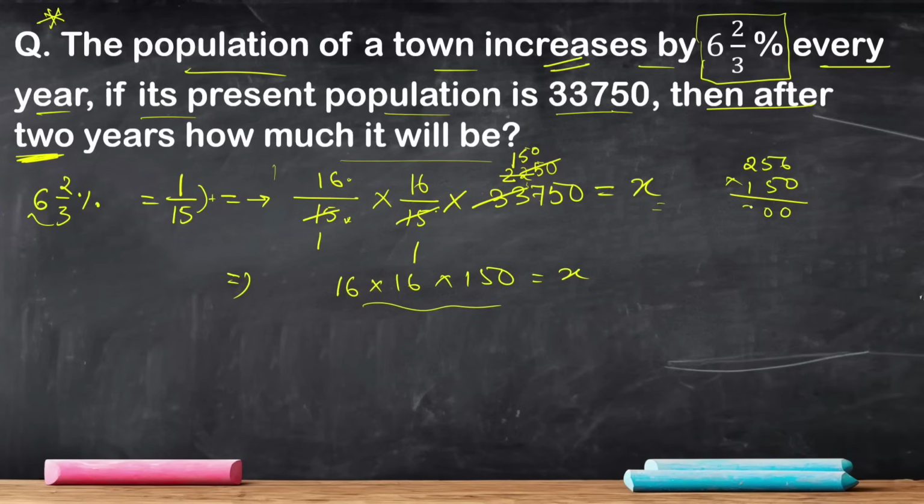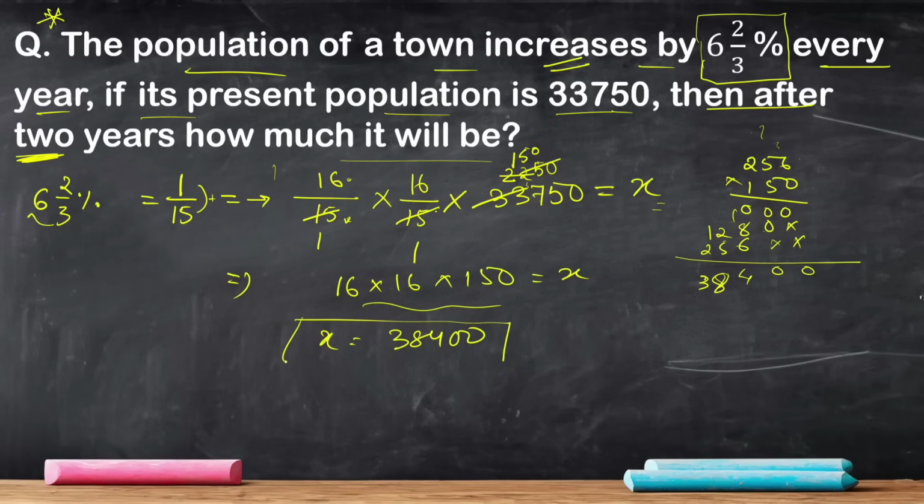5 0 0 0 30. 5 into 6 is 30, carry 3, 35 28, carry 2, 5 10, 10 12, 1 6 5 2. Add this one. 0 0 8 6 14, carry 1, 1 2 3 8, and 3 plus 1 is... 2 plus 1 is 3. So we get this x as 38400. So this will be the population after 2 years. Okay, I hope this is clear.